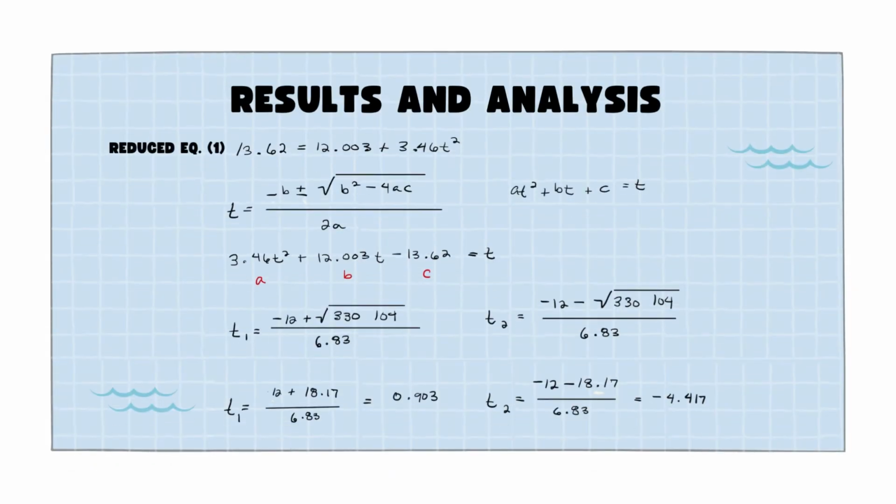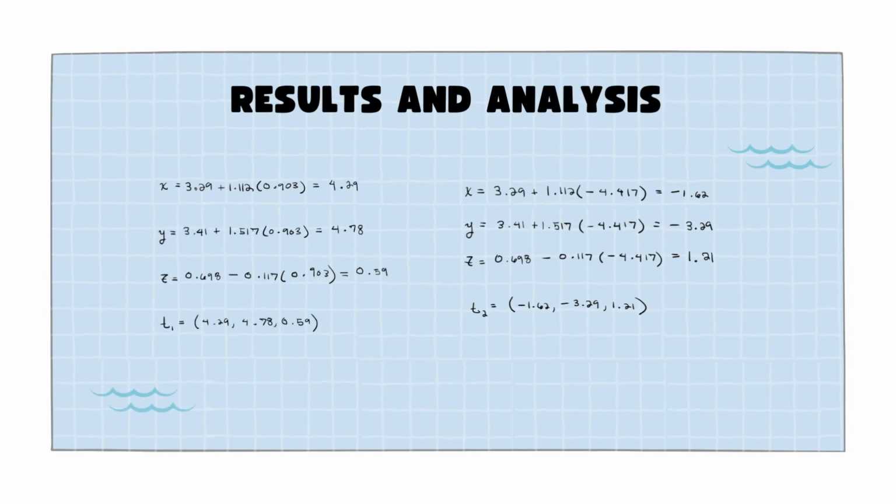Using the quadratic formula, we get the results for T1 and T2. Using those values of T1 and T2, we input them back into our equations that equal x, y, and z, which gives us our final coordinates for T1 and T2.